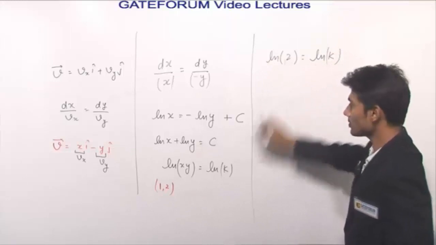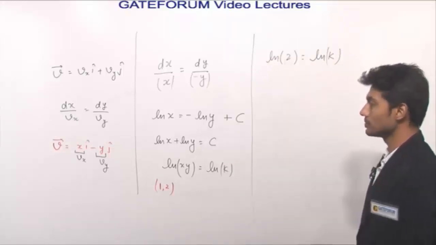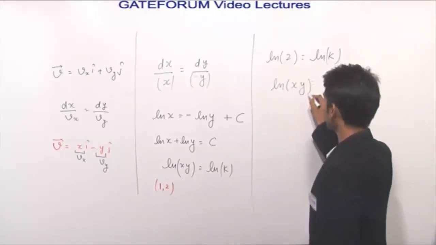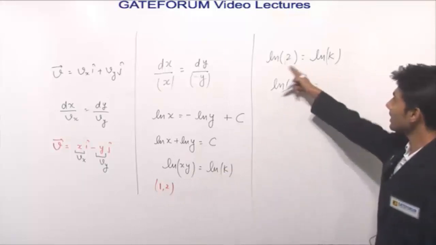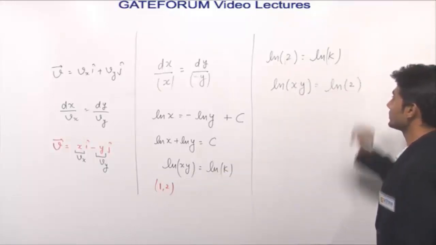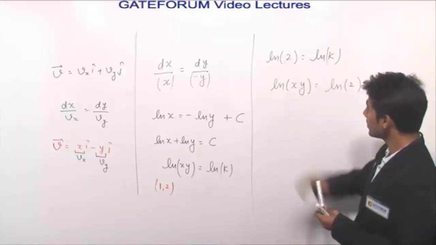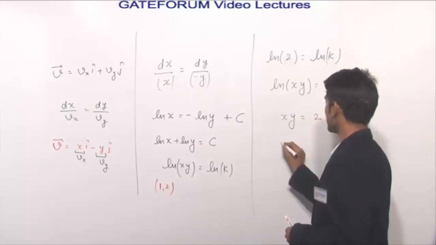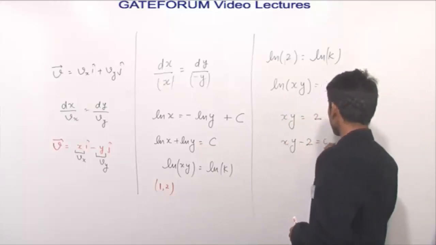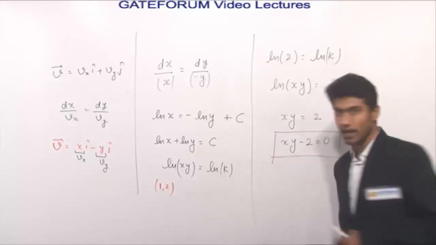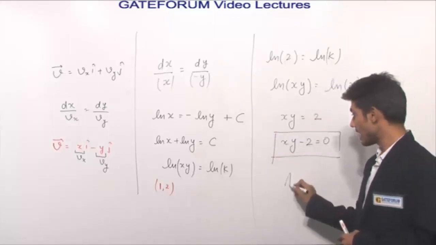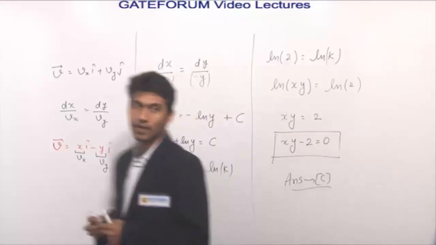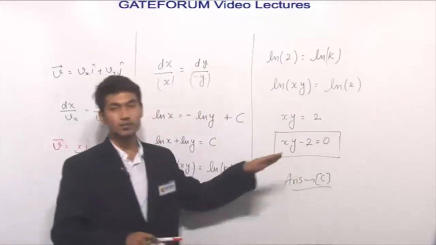So it is nothing but my constant term, c term is ln 2. So ultimately my equation becomes ln xy is equal to ln k, and what is ln k? Ln k is ln 2. So I am writing ln 2. Taking anti-log on both the sides, my equation will become xy is equal to 2, xy minus 2 is equal to 0. So do we have any option like this? Yes, correct. Answer will be C, because xy minus 2 equal to 0 is our equation of streamline.